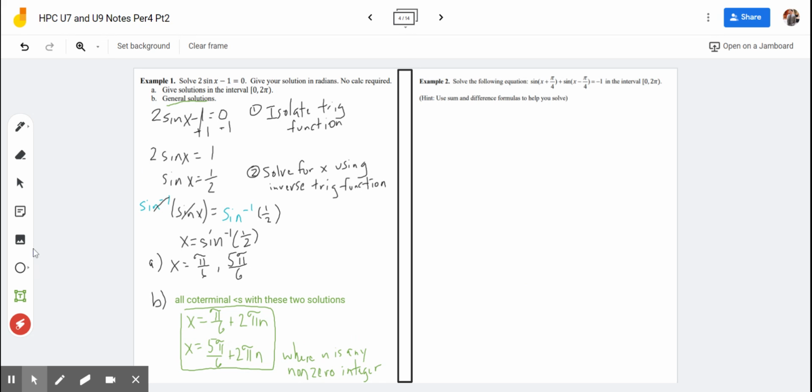And one last thing. In part A, we were given an interval over 0 to 2 pi, but if there is no interval given, assume you give the general solutions, meaning this here.